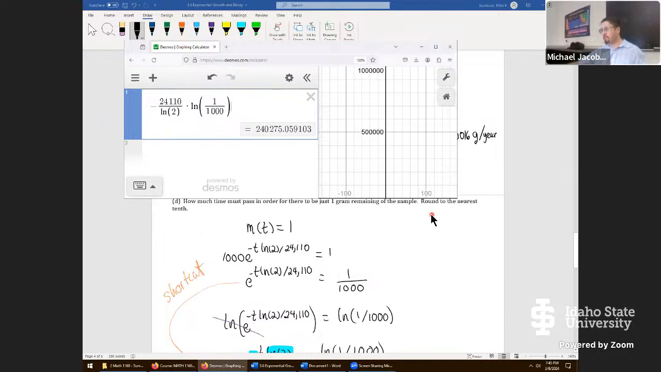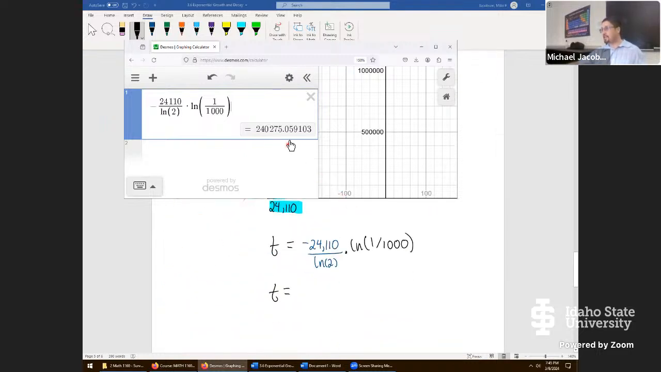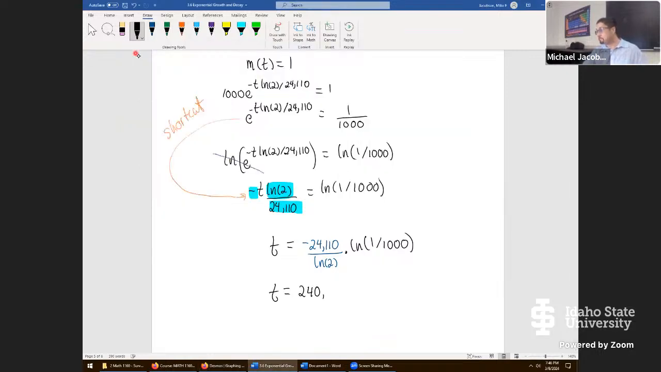For the rounding, they want the nearest tenth. Honestly, if this was an exam question and you just ignored the rounding, that's okay with me because that's a long time range. We're all pretty much dust at that point. 240,275.1 years. So in other words, if you have 1,000 grams of this isotope of plutonium, it's sticking around for quite a while. I don't know of a good way to dispose of that kind of stuff. Any questions, folks, on getting to that conclusion?